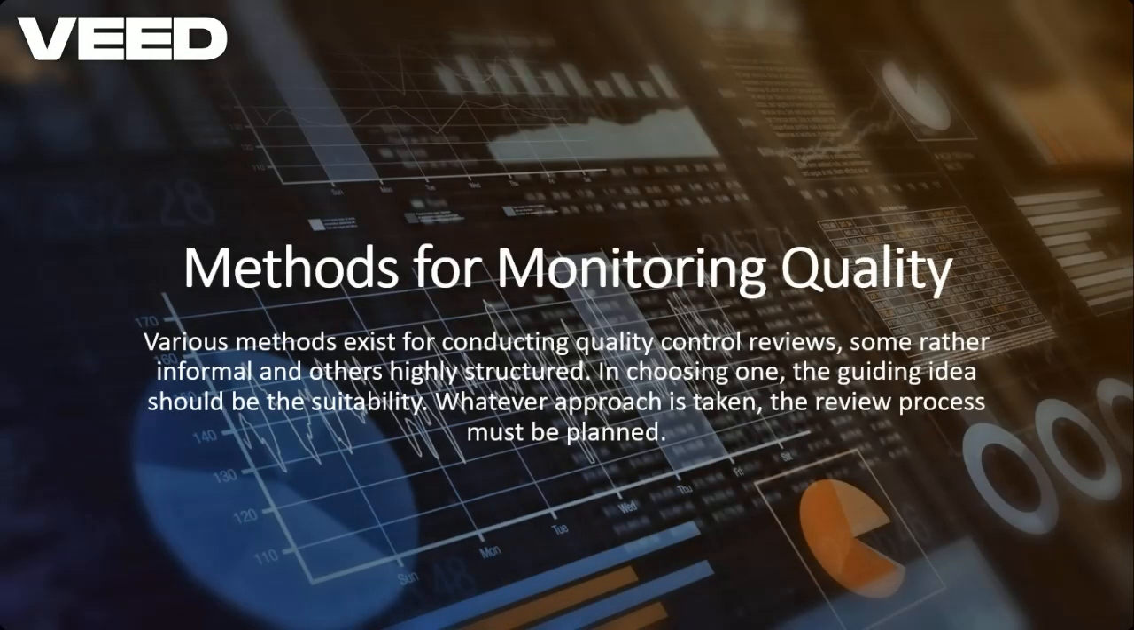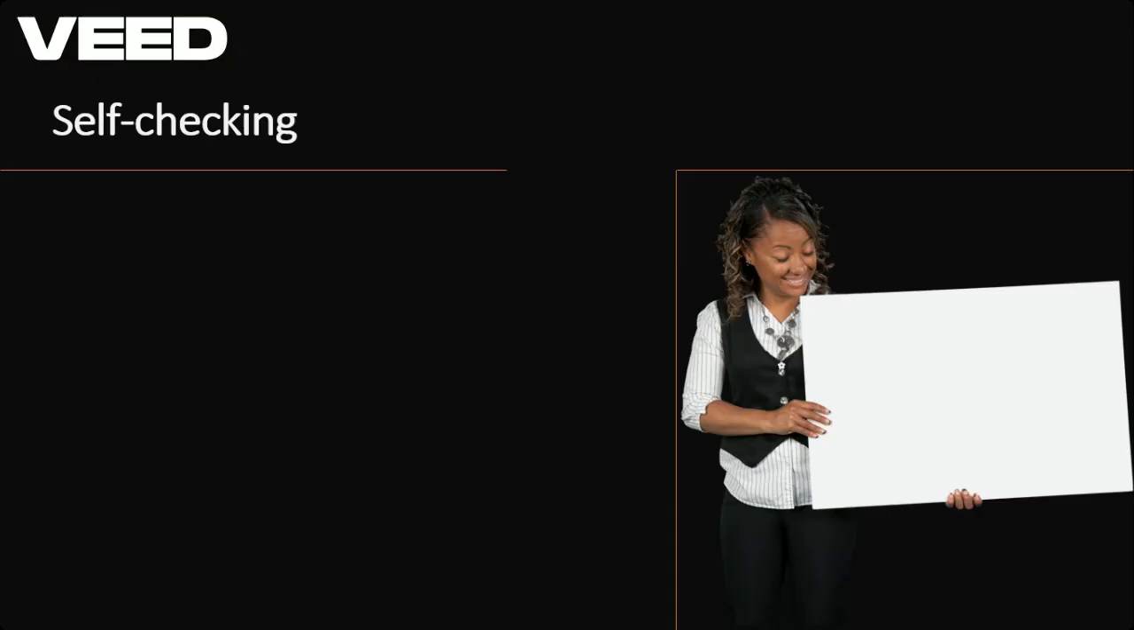Now, what are the techniques, ladies and gentlemen, that we can employ in a project to ensure that the product or deliverable is adhering to what it's supposed to? Number one, we have what we call self-checking.